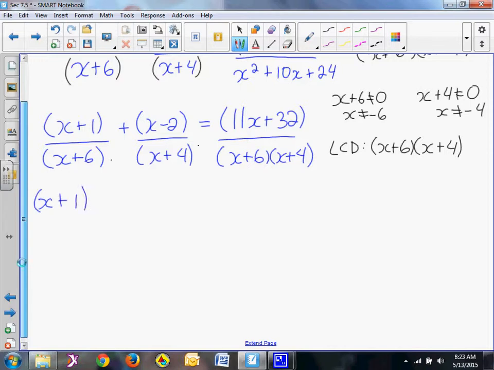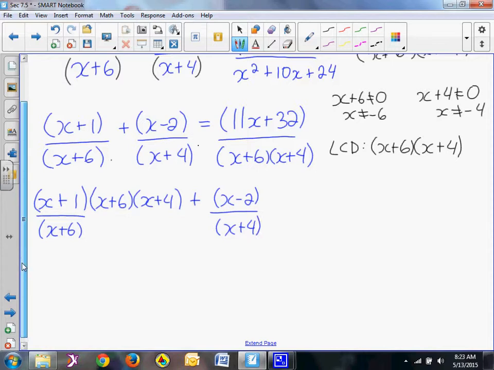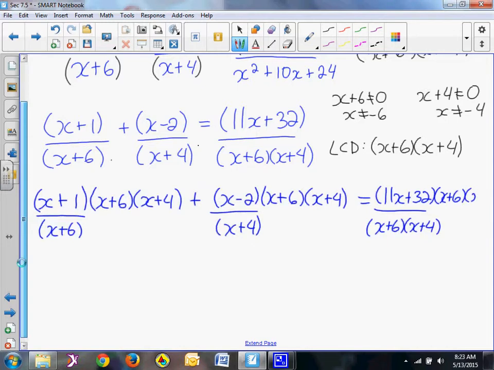So I have x plus 1 over x plus 6. I'm going to multiply that by my lowest common denominator, which is x plus 6, x plus 4. Then I'm going to add my next rational expression, x minus 2 over x plus 4, and I multiply that by my lowest common denominator. That whole thing is equal to 11x plus 32 over x plus 6, x plus 4, and I multiply that by my lowest common denominator. Will it fit? Okay, it just barely fit on the board.